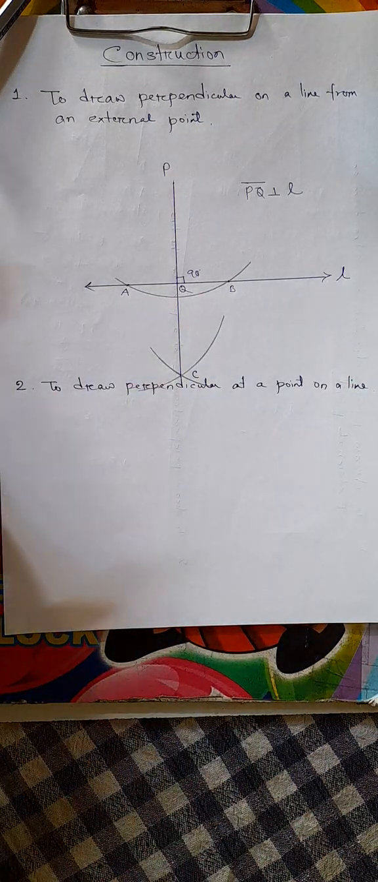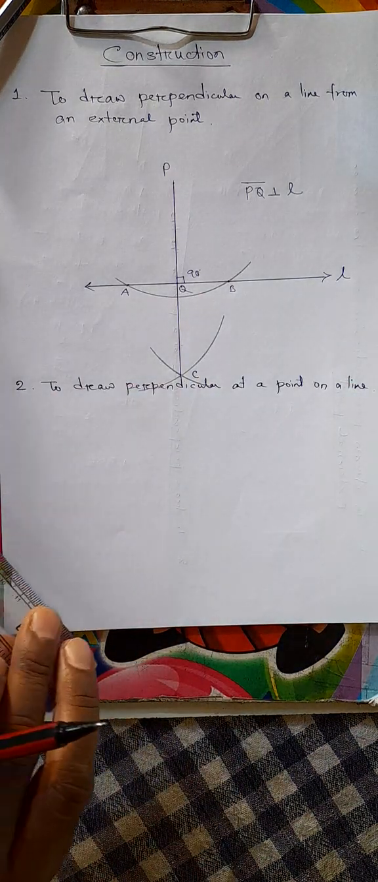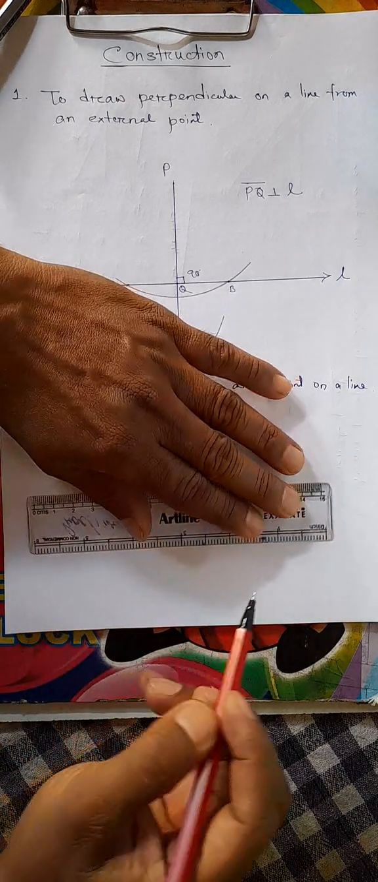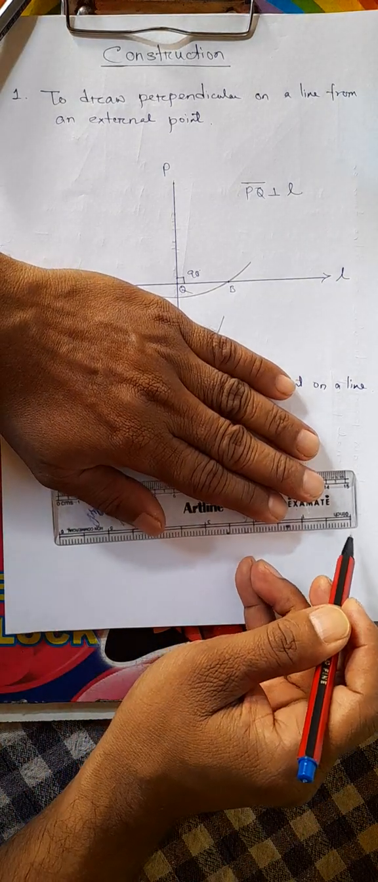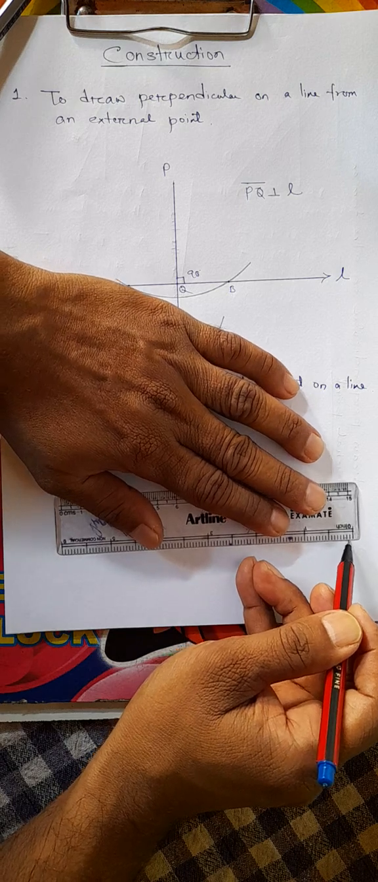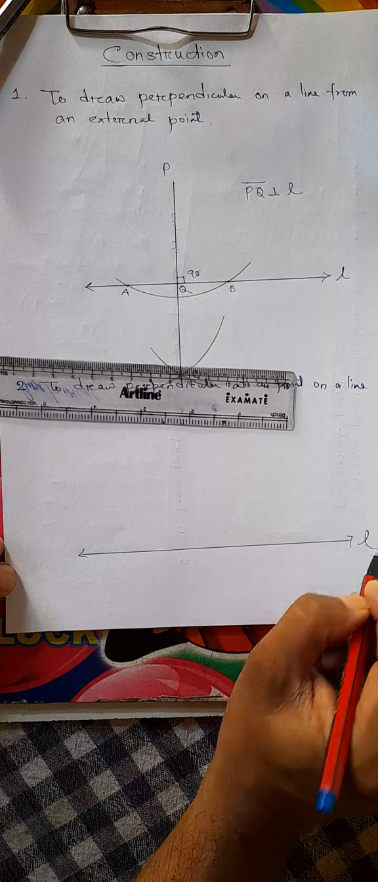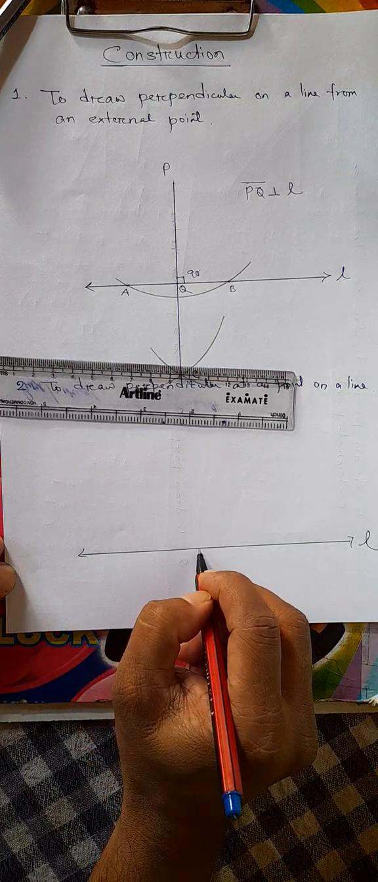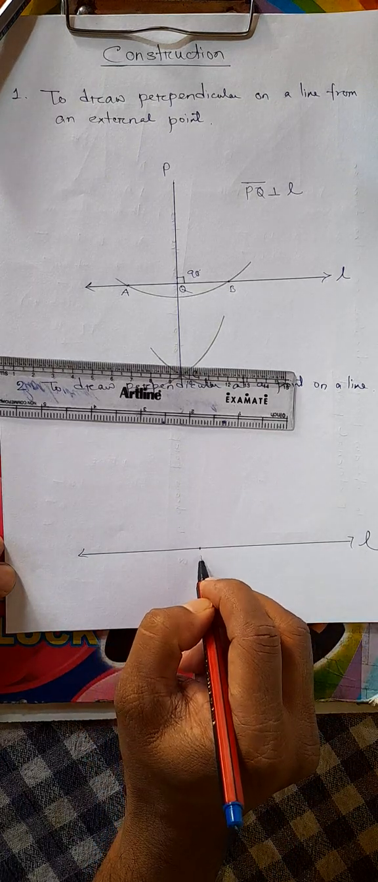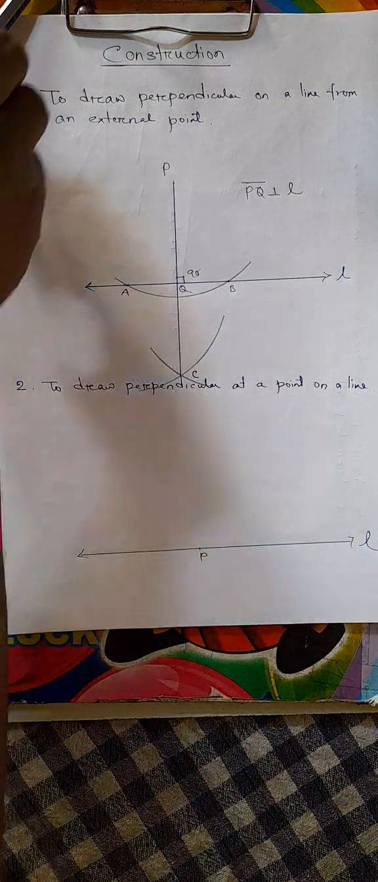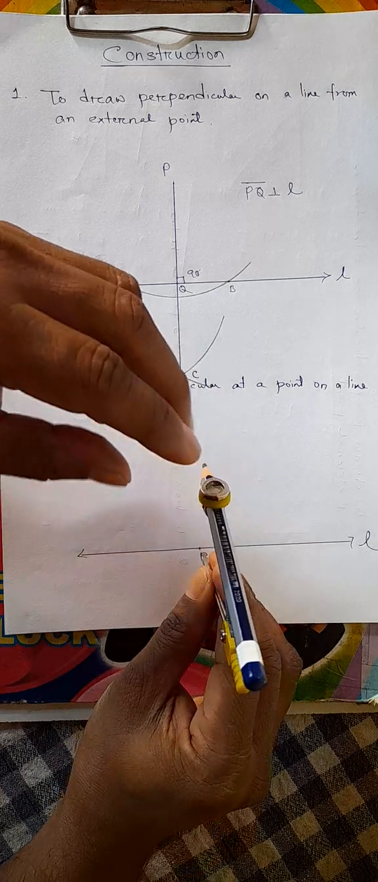Now the next construction we will do is to draw a perpendicular at a point on a line. Suppose this is a given line. You are given this line. Suppose this line is L. Now say this is the point P, suppose. Now you have to draw a perpendicular at this point P.